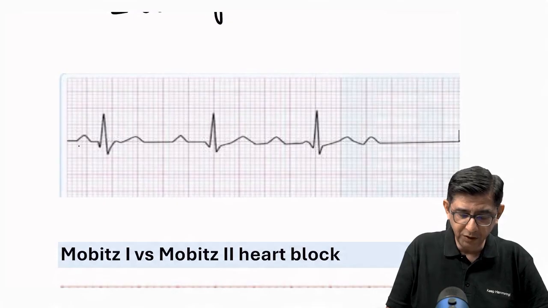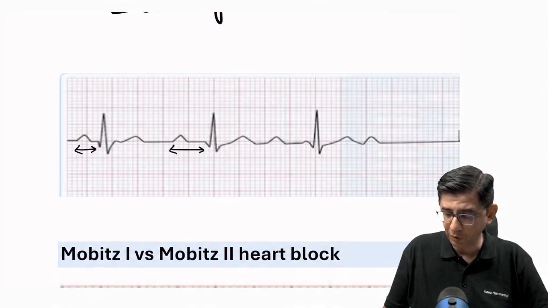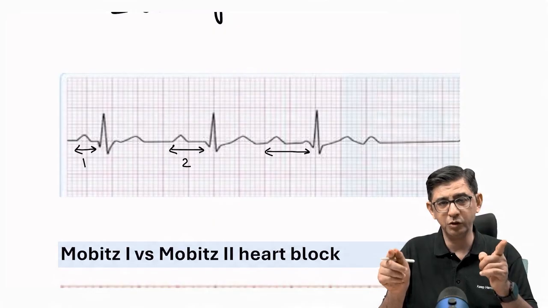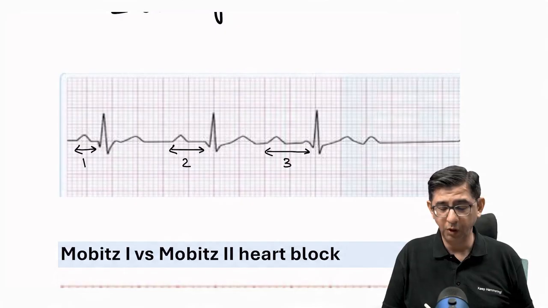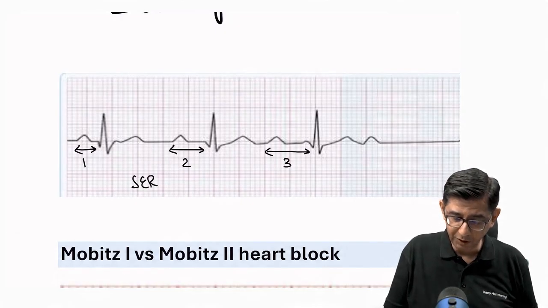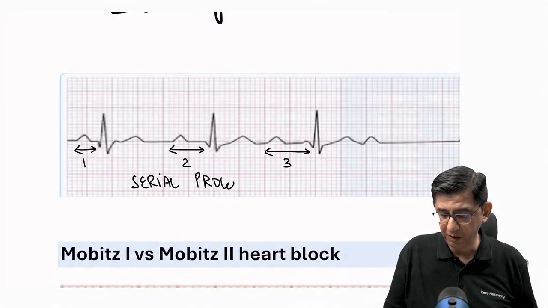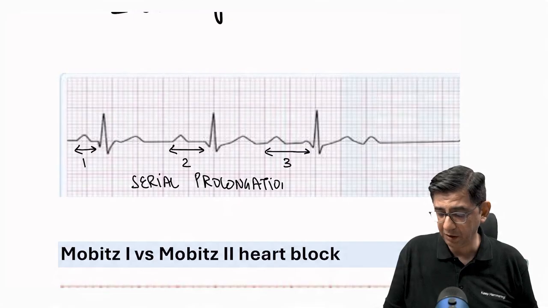In Mobitz 1 heart block, you check the PR interval, and you will notice that it is showing a serial prolongation. The moment you see the PR interval the first time and compare it with the second time, it is broader, and then the third time it is even broader. So if you get a serial prolongation of the PR interval, then by default it should be answered as Mobitz 1 heart block. I repeat that again: the main feature of Mobitz 1 heart block is serial prolongation of the PR interval.